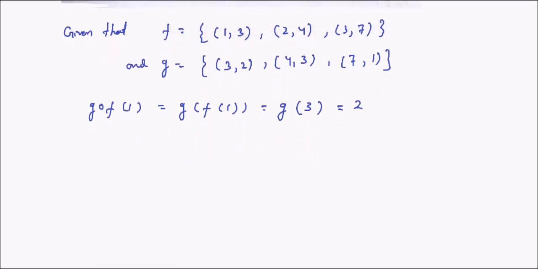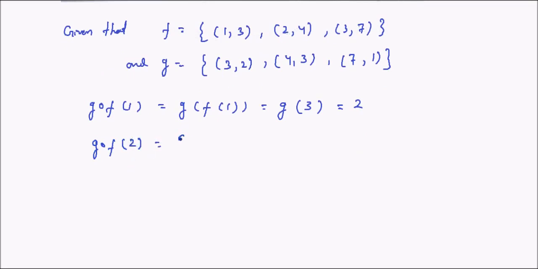Similarly, g of f of 2 is equal to g of 4, because the image of 2 under function f is 4. The image of 4 under function g is 3, so g of 4 is equal to 3.